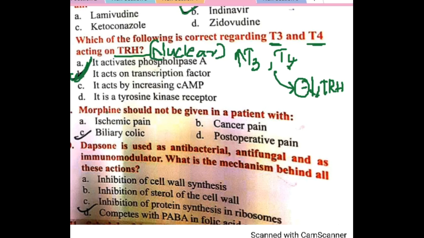Right? Next question. Morphine should not be given in a patient with biliary colic, because morphine will cause spasm or contraction of the sphincter of Oddi and thus causes biliary spasm. So because morphine itself causes biliary spasm, we should not give it in a patient with biliary colic. Then next question.